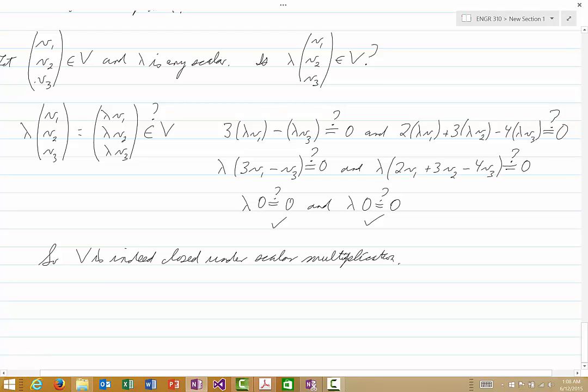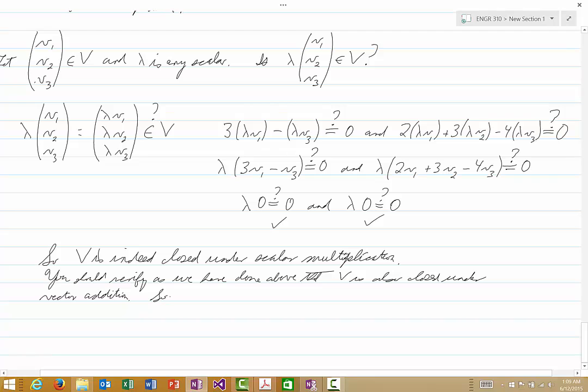And I'll leave it to you. You should verify, as we have done above, that V is also closed under vector addition. So V is a vector space.